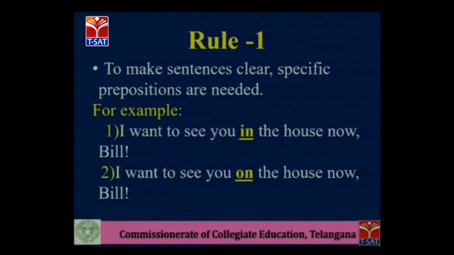So there are two rules in prepositions to be remembered because they are somewhat vague, and learning about prepositions and using them correctly in sentences takes some practice. So let's see rule 1. Rule 1 says that to make sentences clear, specific prepositions are needed. For example, preposition in means one thing and preposition on means another, and both cannot be substituted for each other in all cases. So some prepositions are interchangeable but not always.